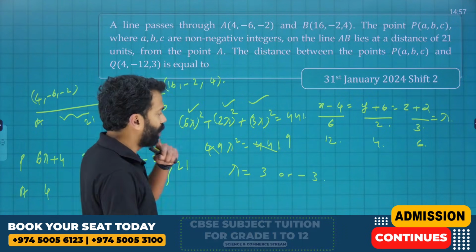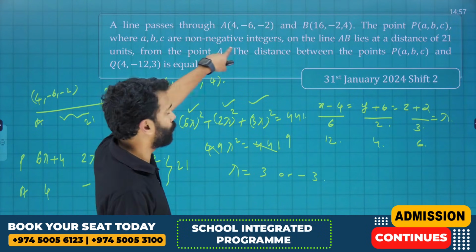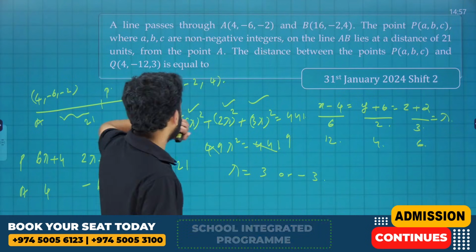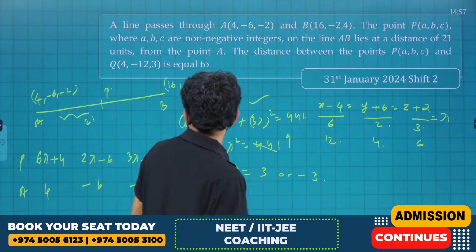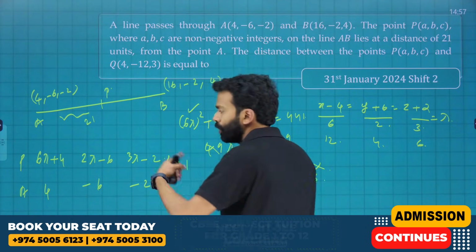Okay, we can select only one among these values. And for that, they have specifically mentioned that all the points should be non-negative integers. Therefore, if you substitute minus 3 here, this will be negative, this also will be negative. Therefore, minus 3 cannot be acceptable. We can go for 3.